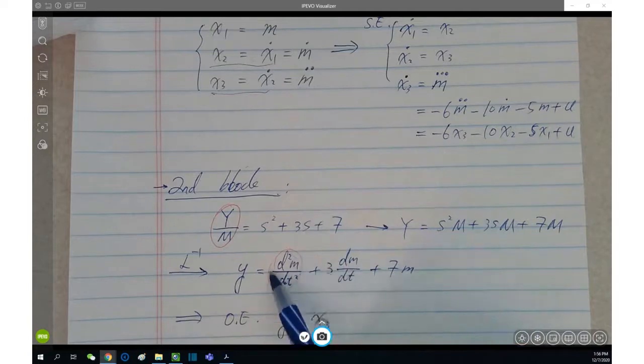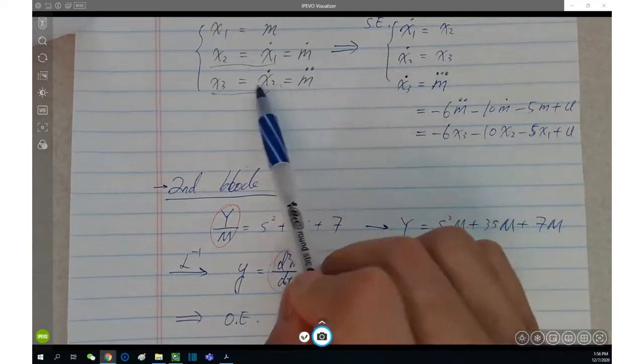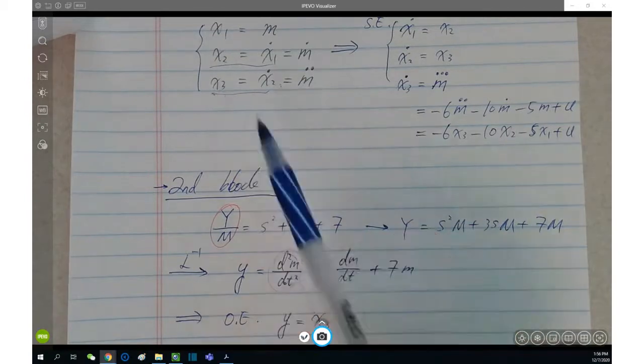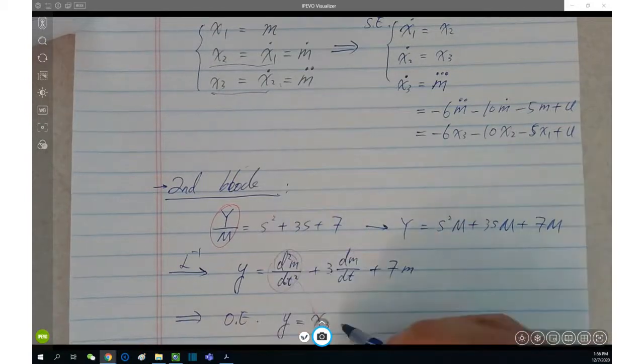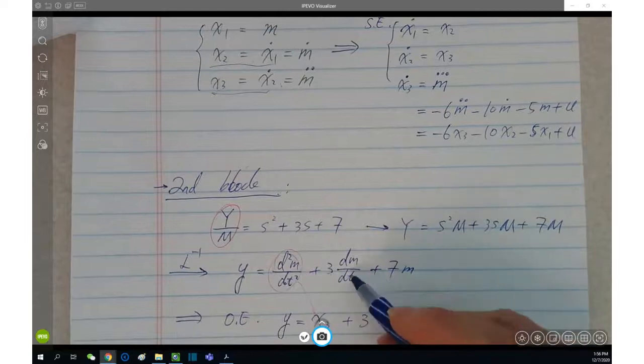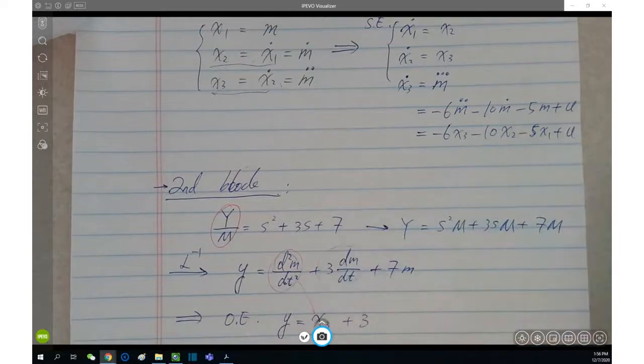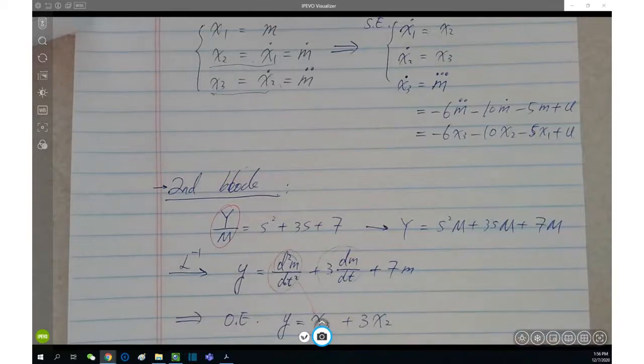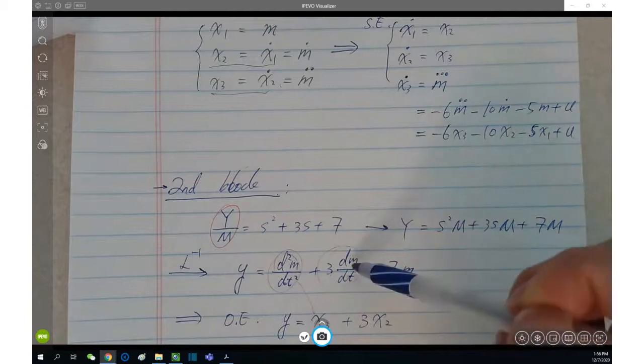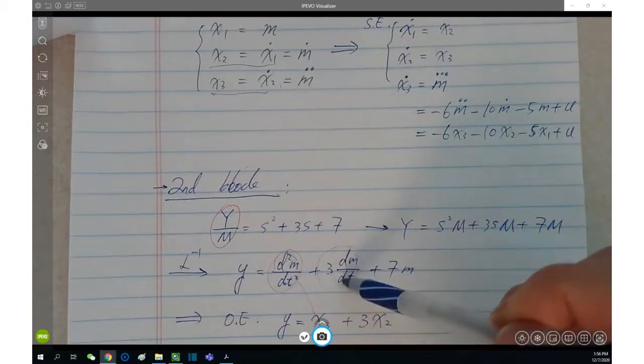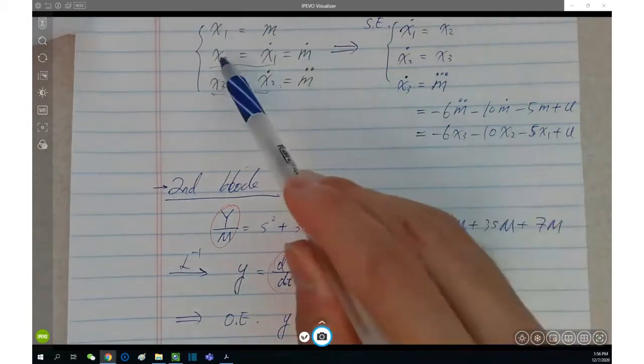This is pretty much m2 dots, right? M2 dots, go back to here, is equal to x3, the state variable. So x3. For the same reason, the second term here is what? 3x2, right? Because this is m dots, which is here, equal to x2.